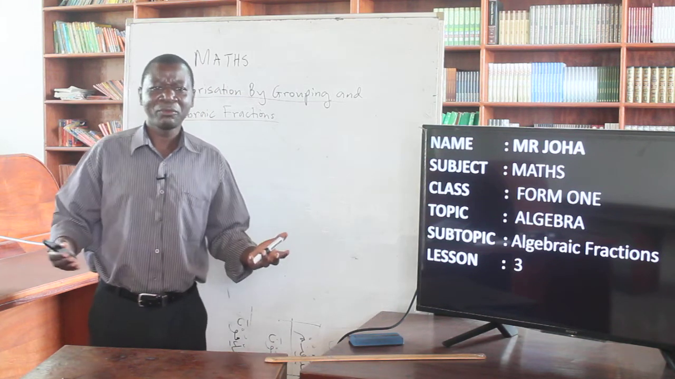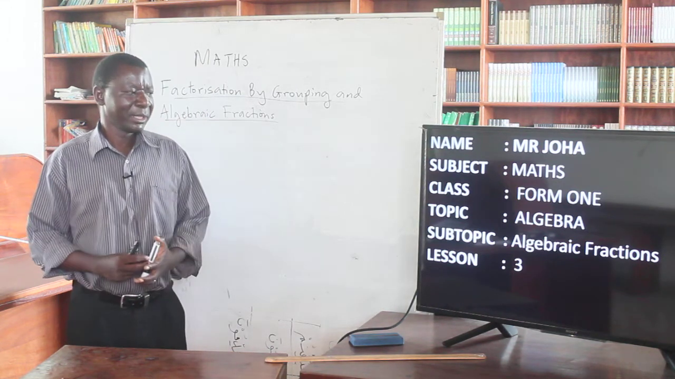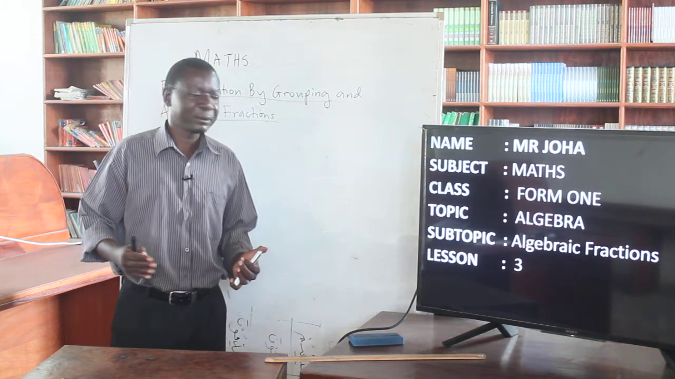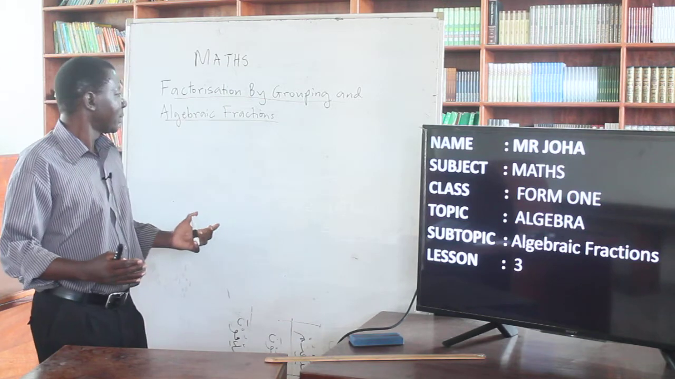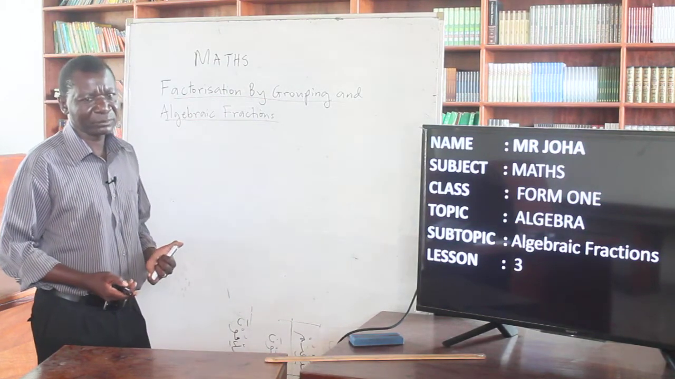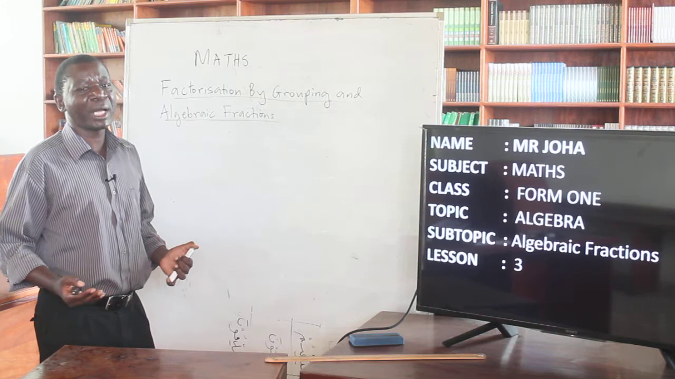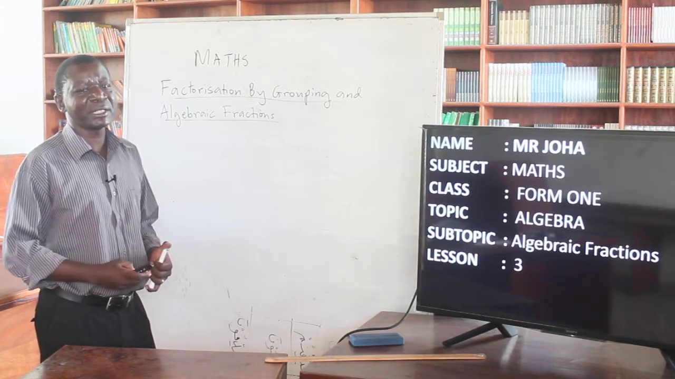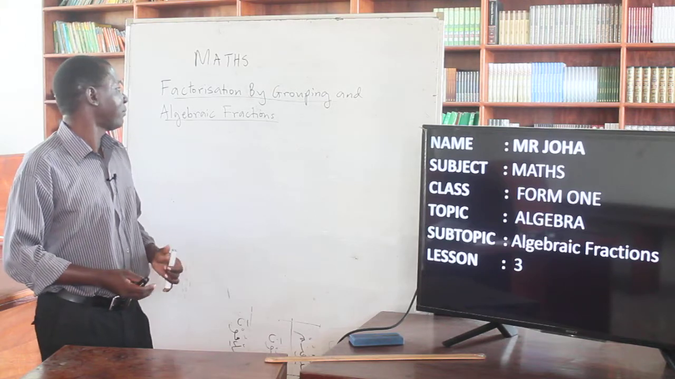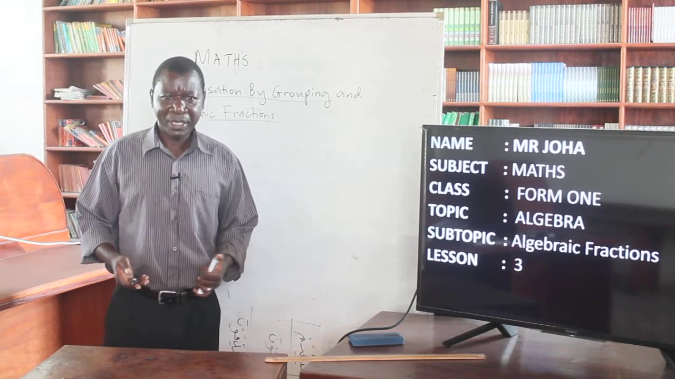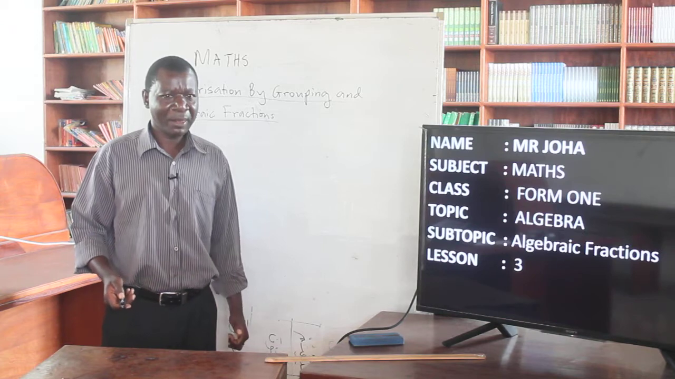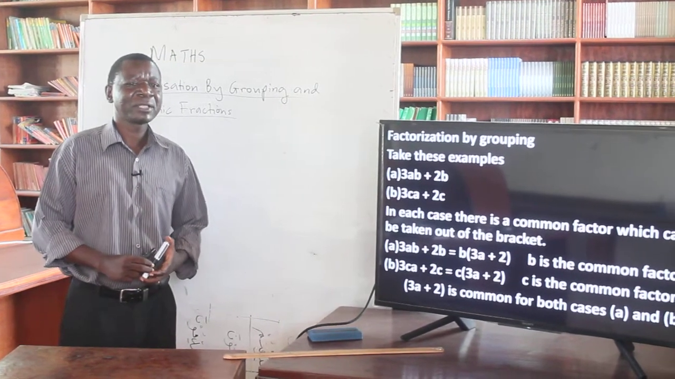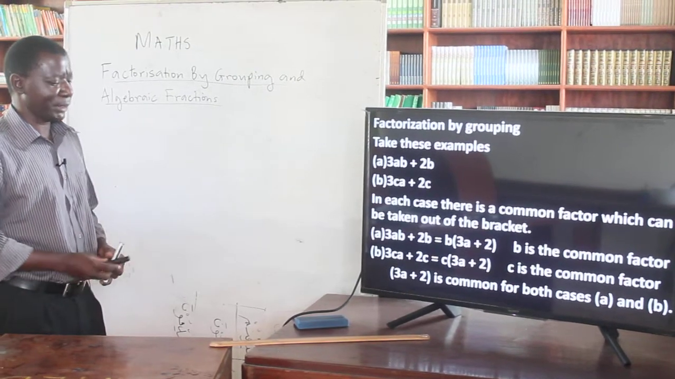And we were saying when you remove a bracket, you are simply doing a simplification. And we also say that you can form a bracket. And when you form a bracket, you are factorizing. Now today we want to look at factorization by grouping.